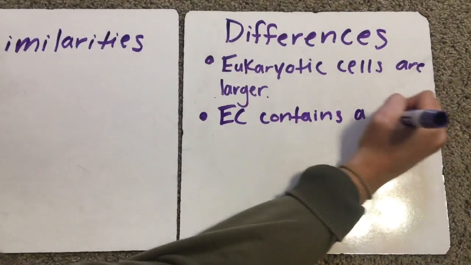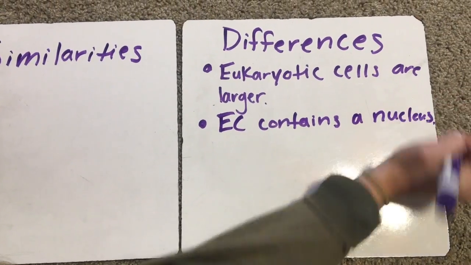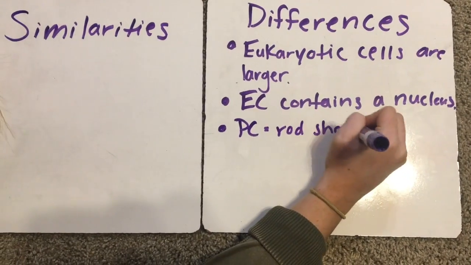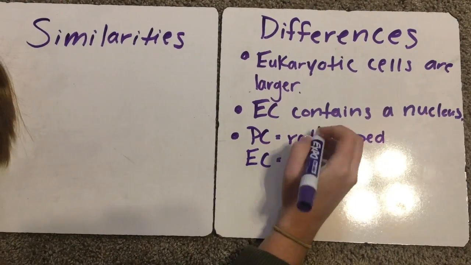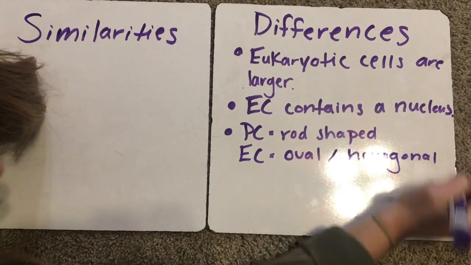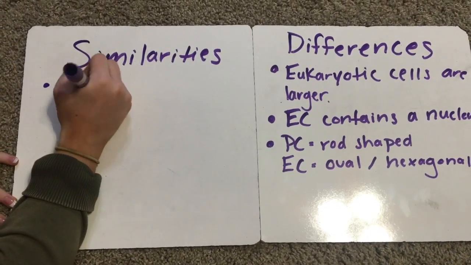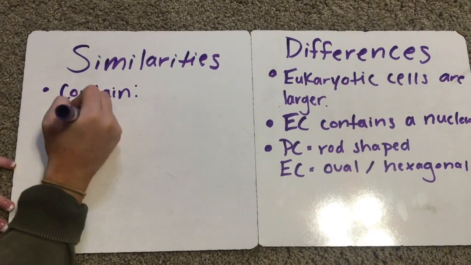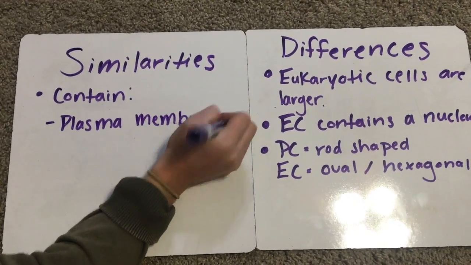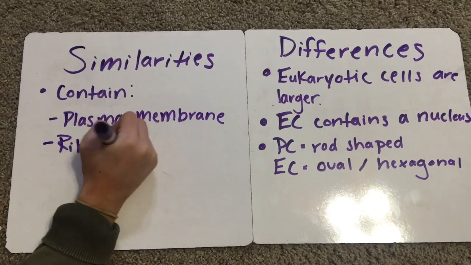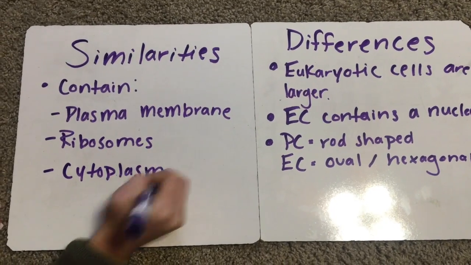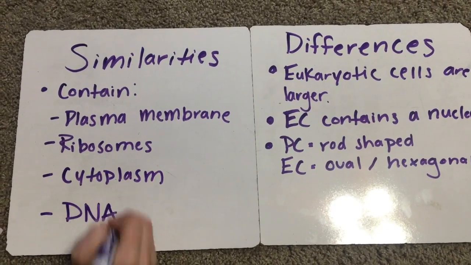Eukaryotic cells contain membrane-bound organelles like a nucleus. The shape of a prokaryotic cell is more like a rod shape, while a eukaryotic cell of an animal is shaped like an oval, and the plant eukaryotic cell is shaped like a hexagon. Both prokaryotic and eukaryotic cells have structures in common. Both types of cells have a plasma membrane, ribosomes, cytoplasm, and a DNA.